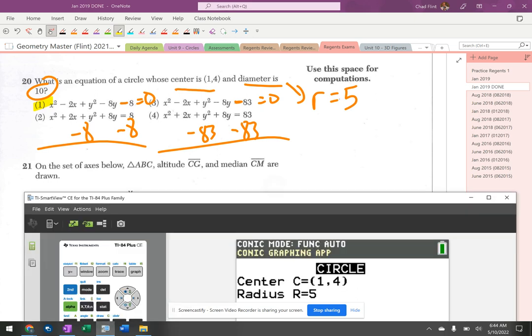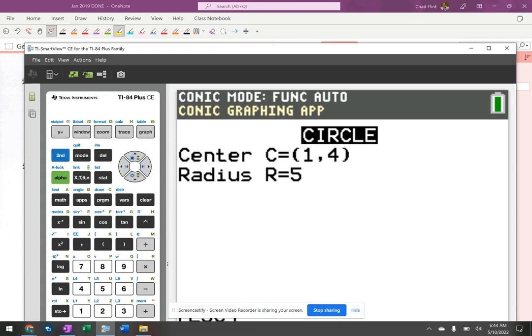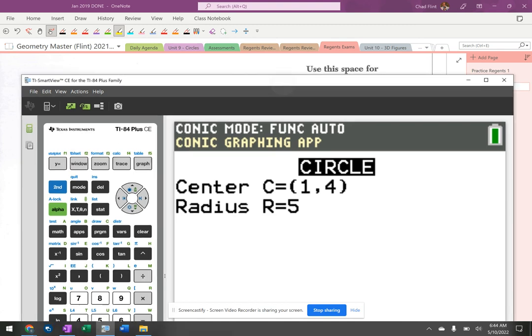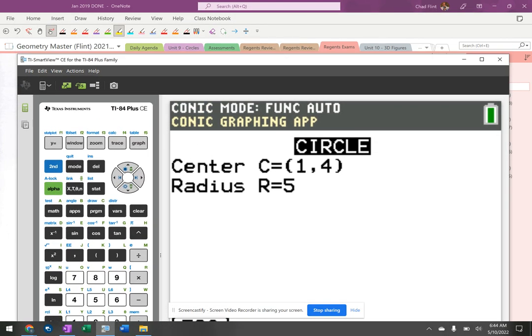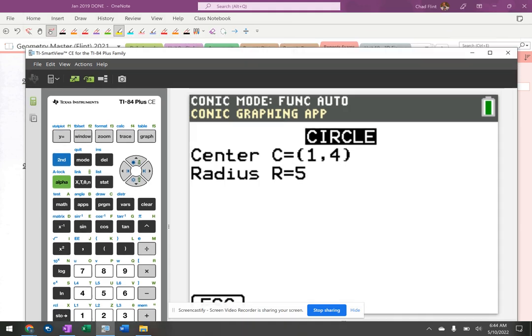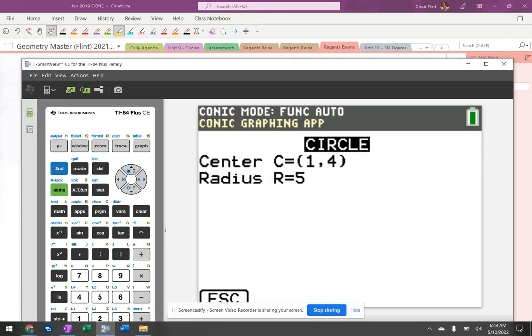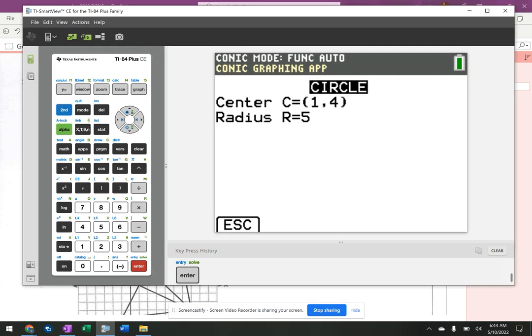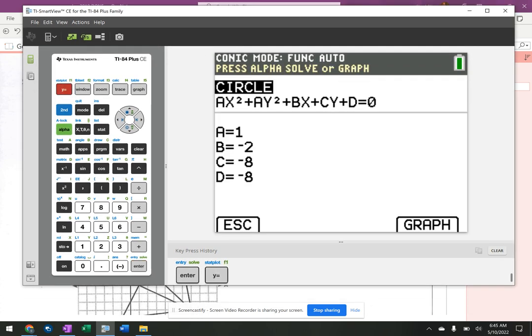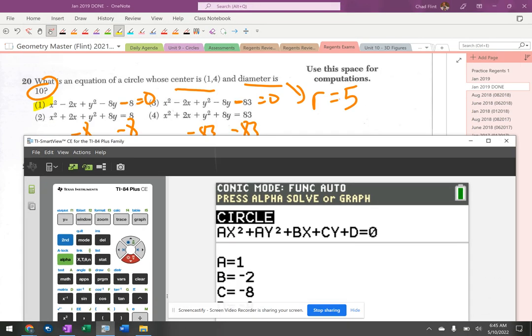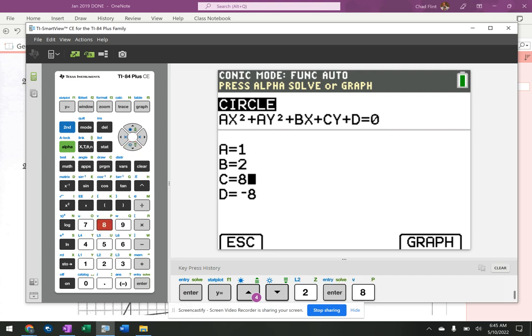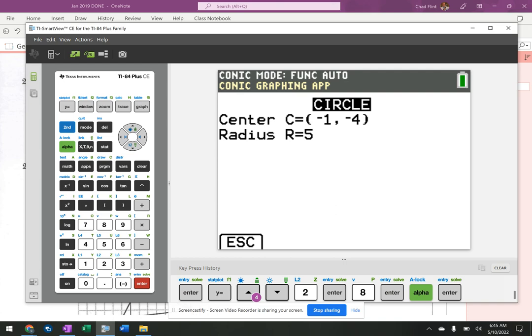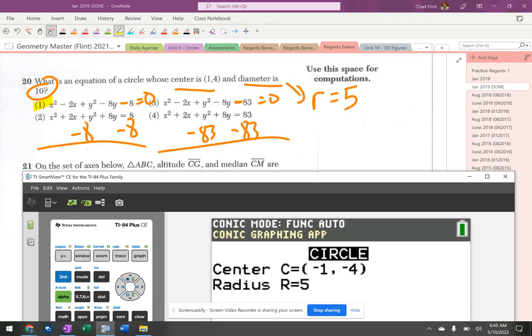I'm going to really quickly change this back. Let me bring this back up here. Okay, there we go. So I'm going to escape out of that. Then I'm going to change this to what it was for number 2. Choice 2 was 2, 8, and -8. So 2, 8, and then still -8. Alpha, enter to solve. It's the wrong center. All right, you can see that's the wrong center.